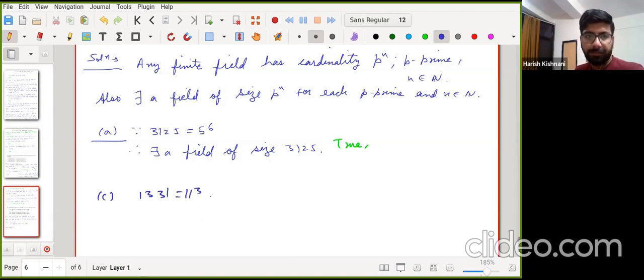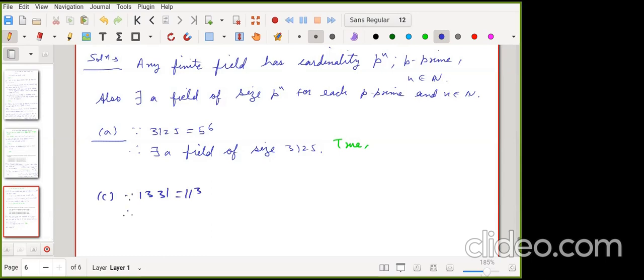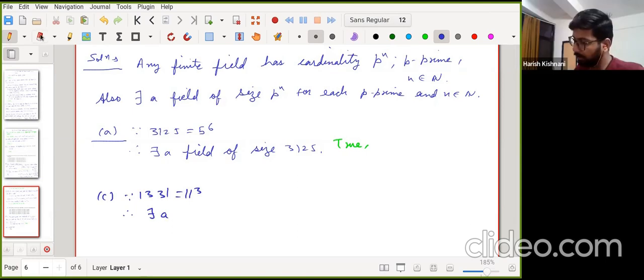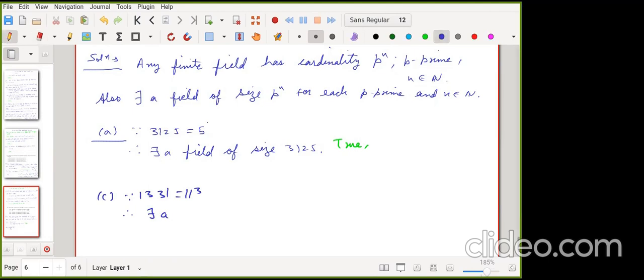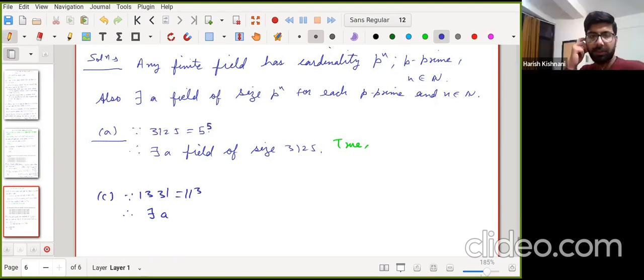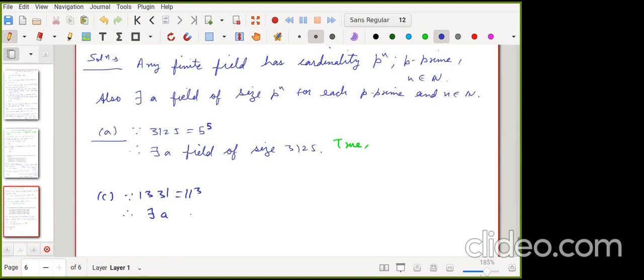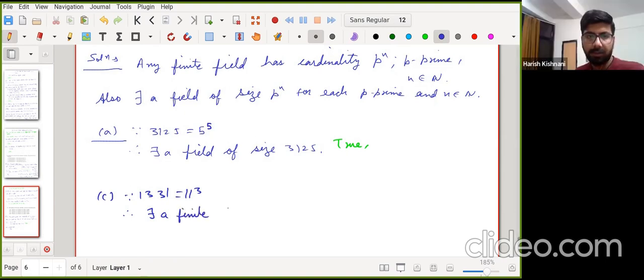Yes. Sir, hello sir. Isn't 3125 equal to 5 to the power 5? Yes, 5 to the power 5. Nagmani, you are correct. Thank you. 5 raised to 4 is 625, and 5 to the power 5 is 3125. You are correct. So there is a field of size 1331. So this is also true.